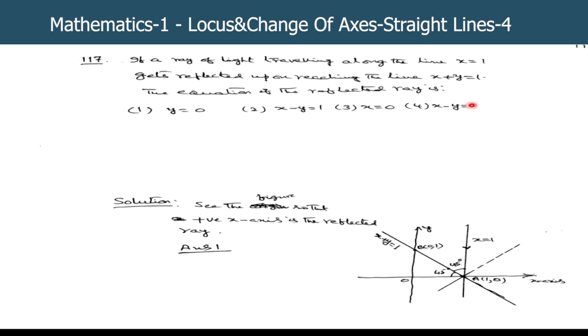See the figure. The ray x is equal to 1 meets the x axis at (1, 0). So the reflected ray is nothing but the x axis. That means x axis means y equal to 0. So the answer is 1.